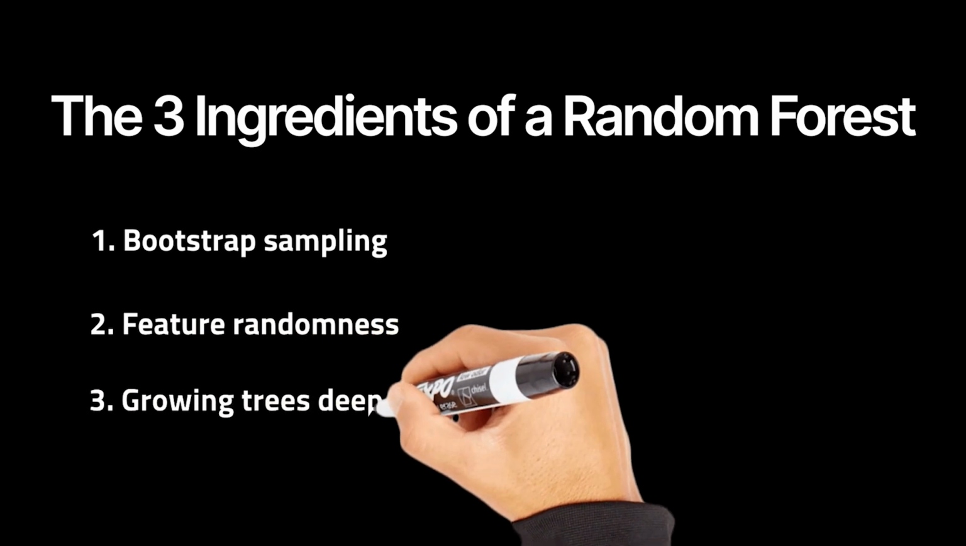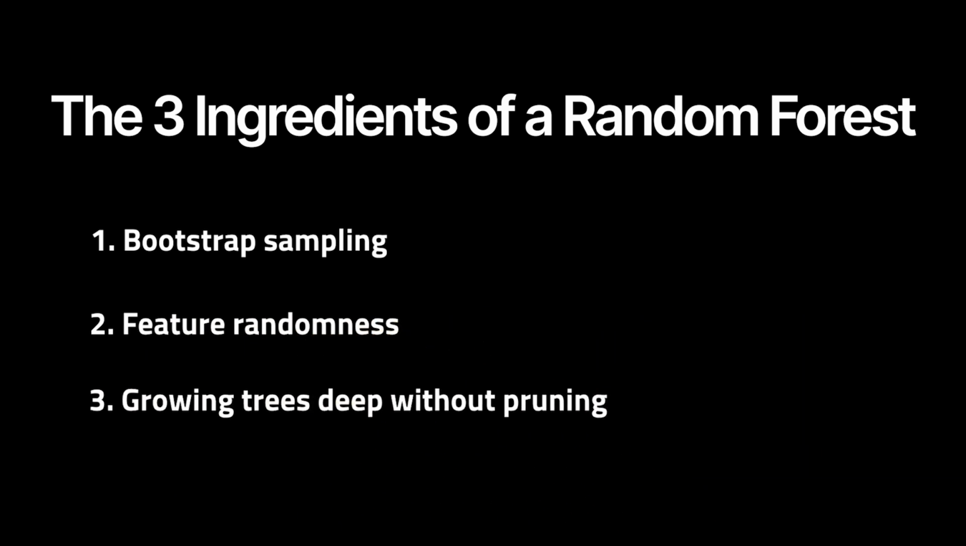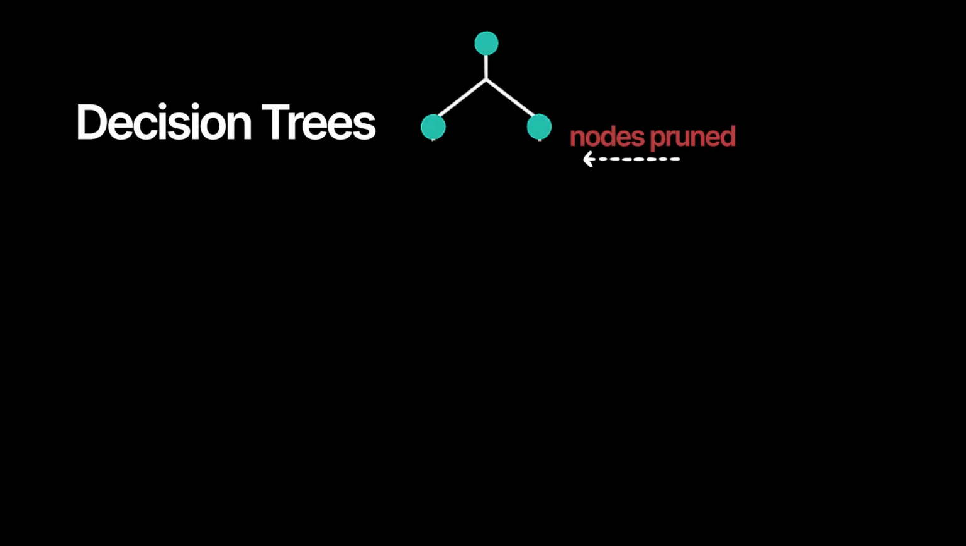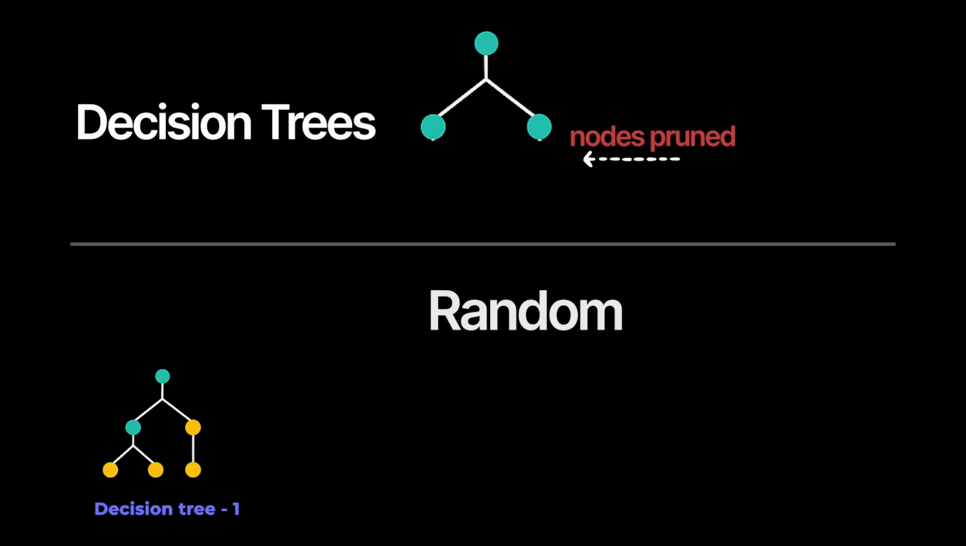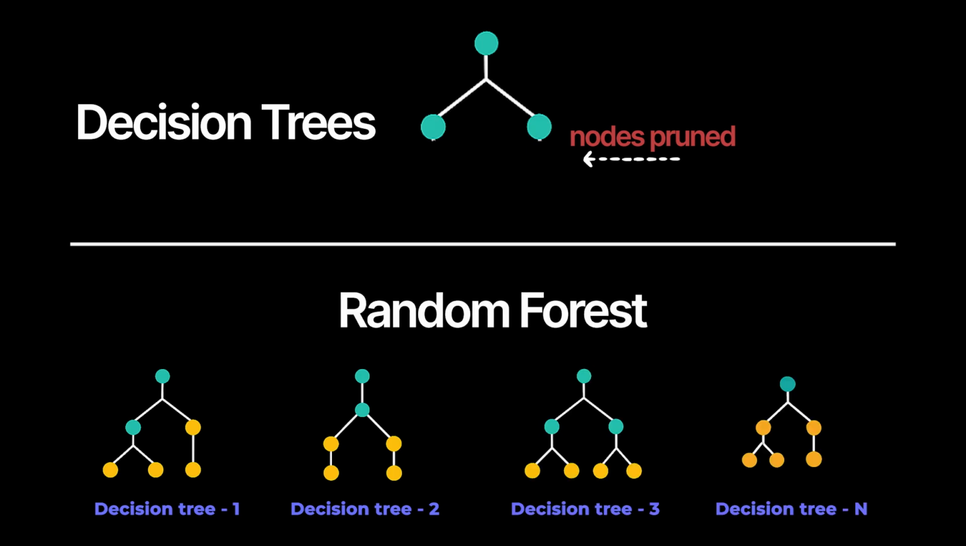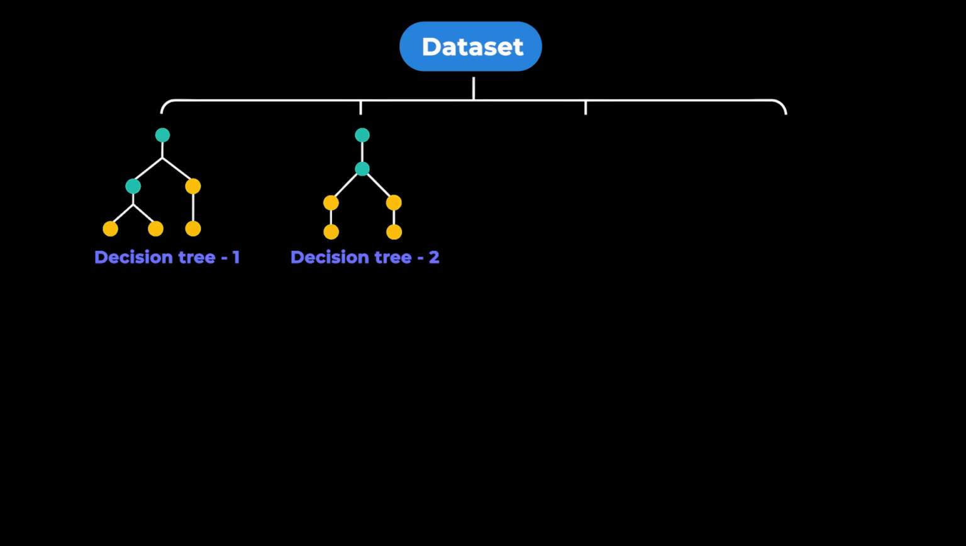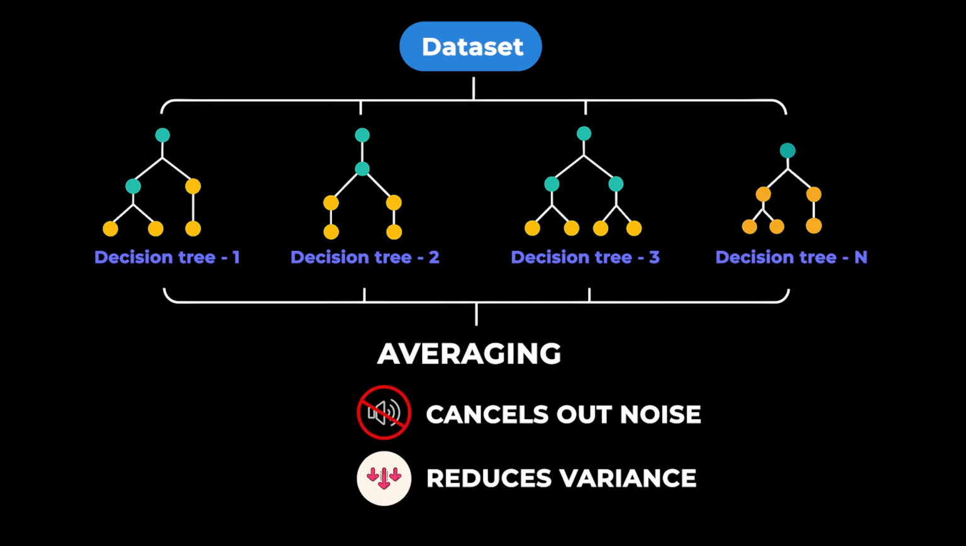The third ingredient is known as pruning. Usually, we cut decision trees short so that they don't overfit. But in a random forest, we let them grow deep and wide. Individually, these deep trees are overfitting. They are biased and wobbly. But that's okay because we have so many of them and they're all wobbly in different ways. The errors cancel out when we average them.